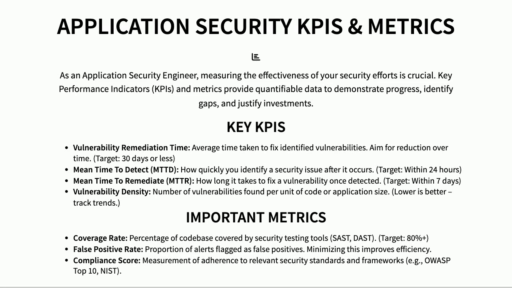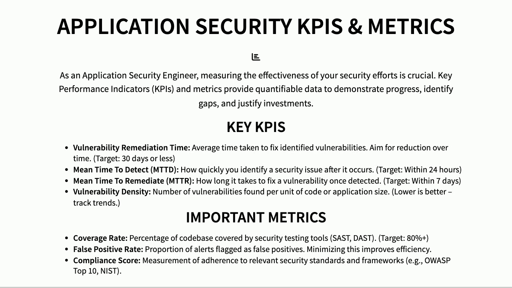Let's talk about how we measure our success in application security. We use KPIs, key performance indicators, which are really important numbers that show us where we're doing well and where we need to improve. For example, we track how long it takes to fix vulnerabilities, or how quickly we spot security issues once they arise. These metrics help us understand the efficiency of our team.